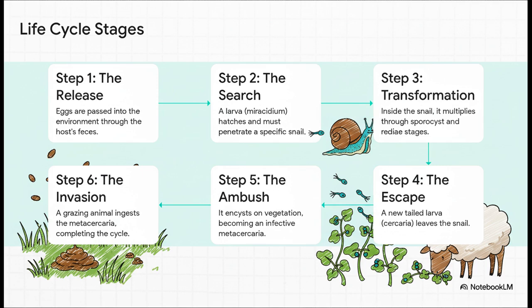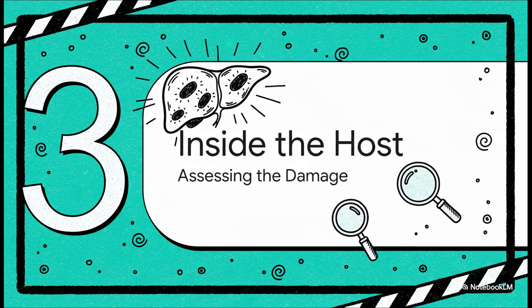An unsuspecting sheep or cow comes along, eats that plant, and boom, the cycle is complete and we have a new victim. So the invasion was a success. The fluke is now inside its final host, so let's go inside and take a look at the crime scene and really assess the damage it's causing.